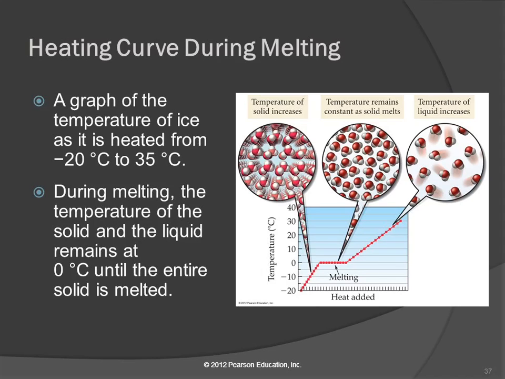So if we look at a heating curve during melting, it's going to look similar to what we saw during evaporation or boiling. Here, starting at -20, the temperatures, of course, have changed. You warm up the ice, and the ice increases in temperature until it begins to melt, and then the curve flattens out, and the temperature will stay at 0 until all the ice has melted. And at that point, the liquid water will increase in temperature.